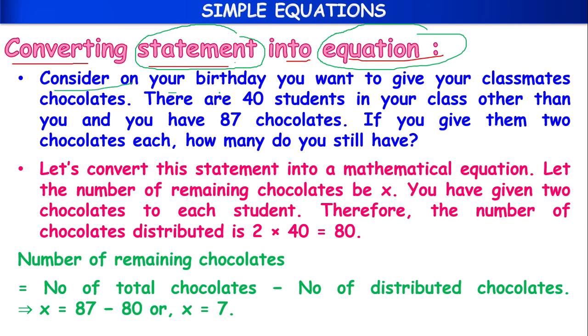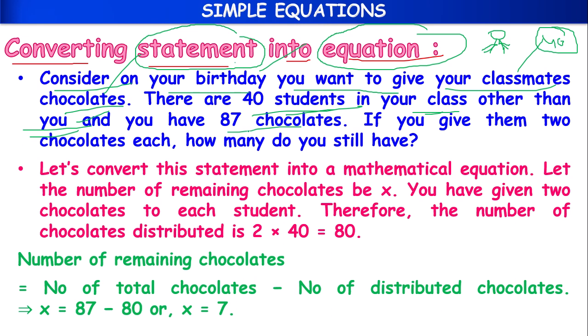Suppose consider your birthday. On your birthday, you want to give chocolates to your classmates. So you want to celebrate your birthday by giving chocolates to your classmates. There are 40 students in your class other than you. Including you it will be 41. Without you, 40. Because it's your birthday, you want to distribute chocolates to 40 of your friends, excluding you.